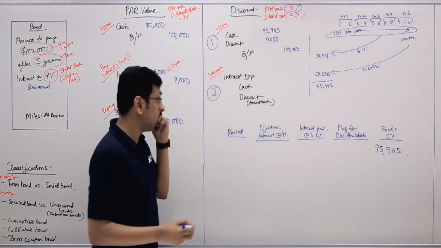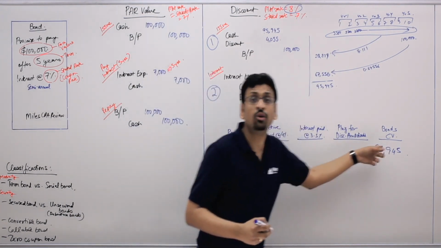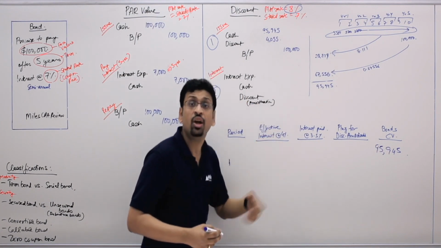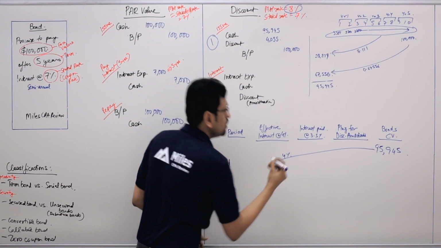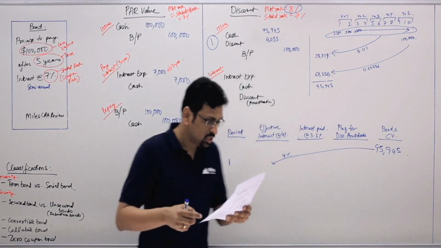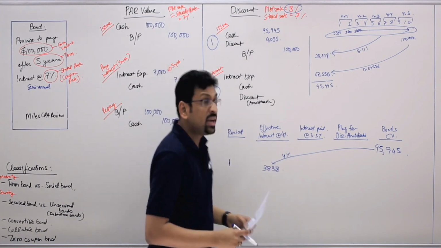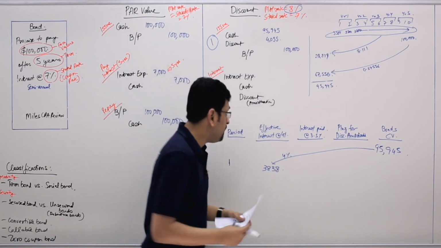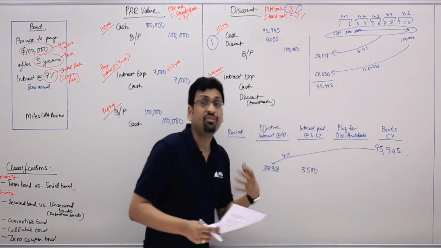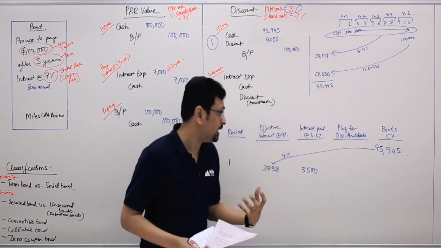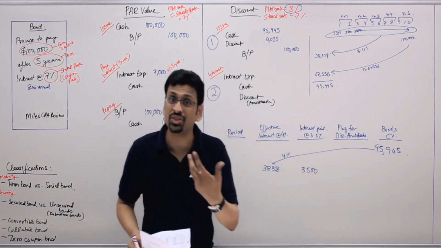Now what we're going to do is in period 1, we're going to calculate 4% of this. What's your effective interest rate? 4%. So calculate 4% of this. 4% of this calculates to be 3838. But how much have we paid? We've paid only 3,500. So guys, the effective interest rate is 3838. We've paid 3,500. What's your plug for discount amortization?